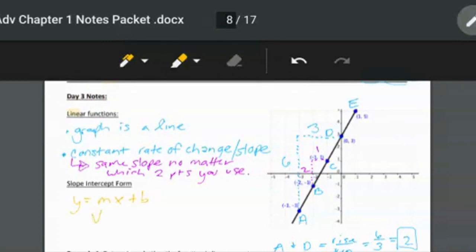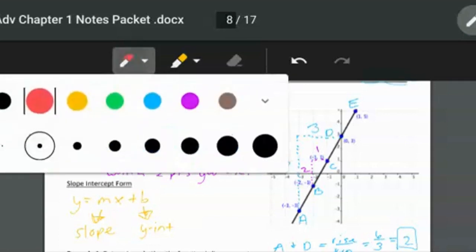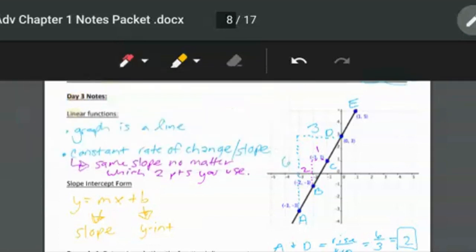I think you guys know the m represents slope and the b represents your y-intercept. And one thing to point out, if you're ever talking about a word problem, you could also think of the y-intercept as the initial value, kind of the starting value of something. And we'll do some examples with that.